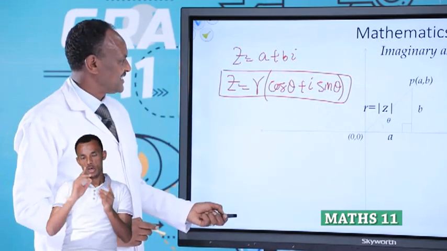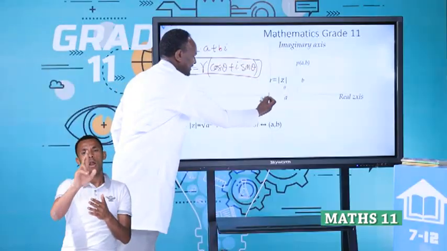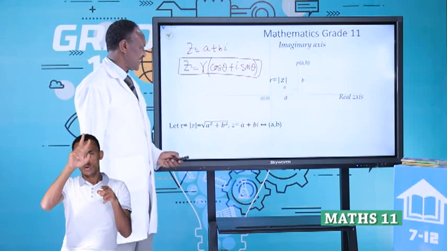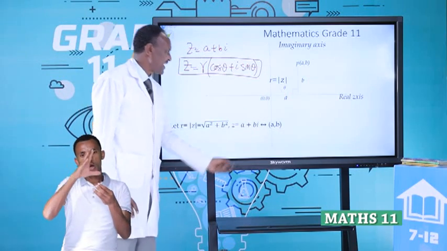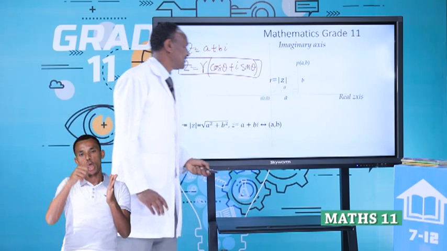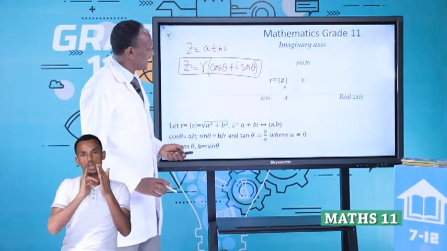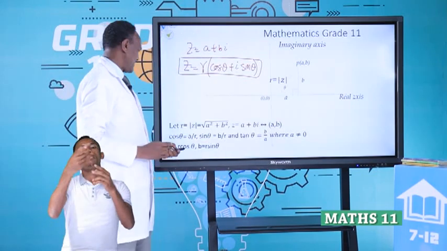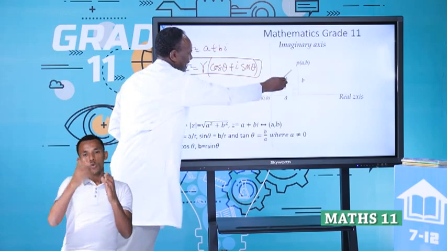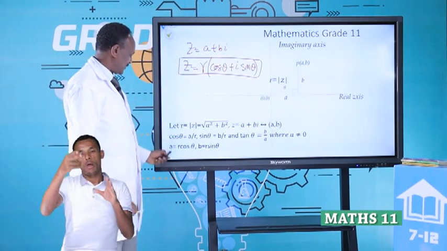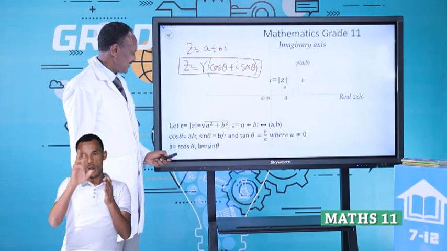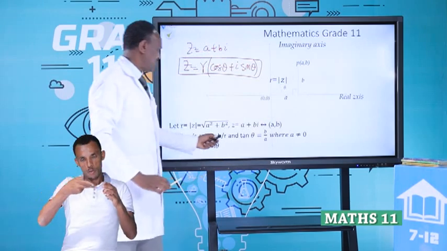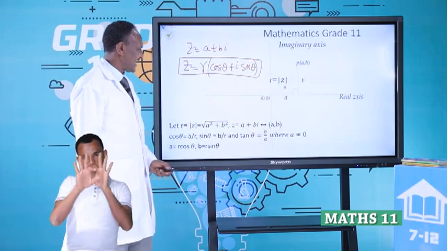Let me remind you what r is. It is the distance from the origin up to that point, the modulus of z, the square root of a squared plus b squared. And a plus bi can be represented as the point a comma b. Then, what is cosine of theta? This theta is the angle between the real axis and the given vector OP. Cos theta is adjacent over hypotenuse, a over r. When I cross multiply, a is equal to r cos theta. Sine theta is opposite over hypotenuse, b over r. When I cross multiply, b is equal to r sine theta.